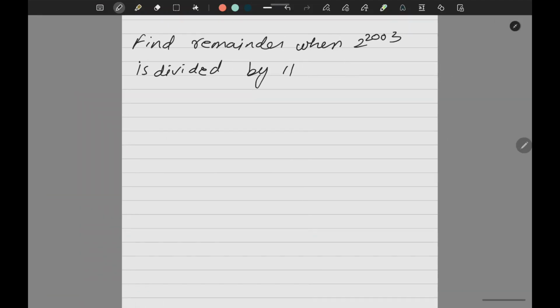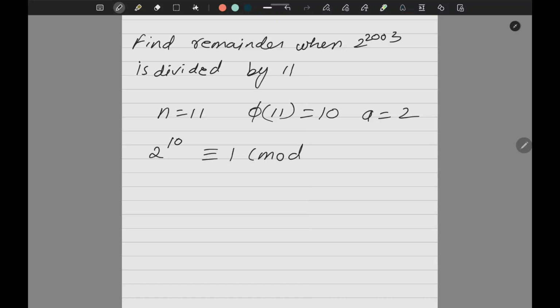Now look at this. Find the remainder when 2 to the power, oh, this is a big one. Again, but the method is the same. I have n equal to 11. So phi of 11 is what? 10, because 11 is a prime number. A is equal to 2. Apply the theorem. So 2 to the power phi of n, what is phi of n? 10, is congruent to 1 mod n. N is 11. Now from 10 you have to reach this number.